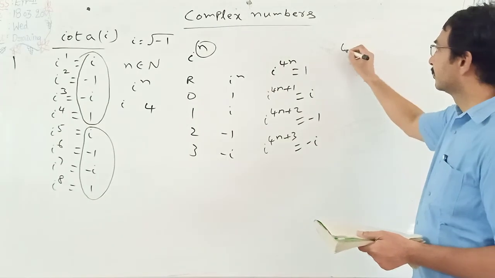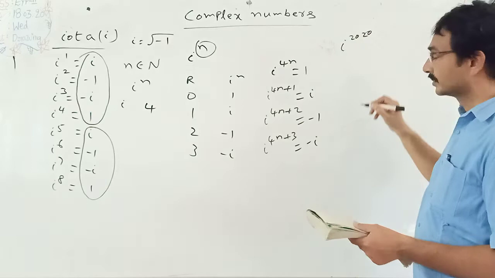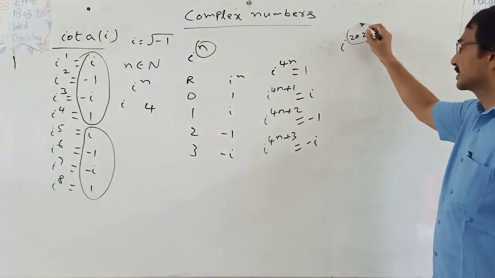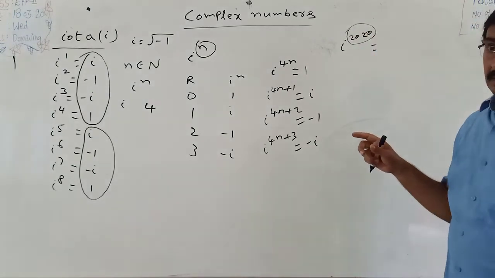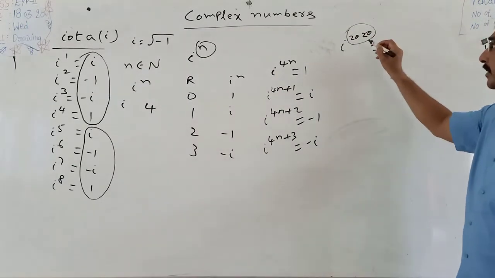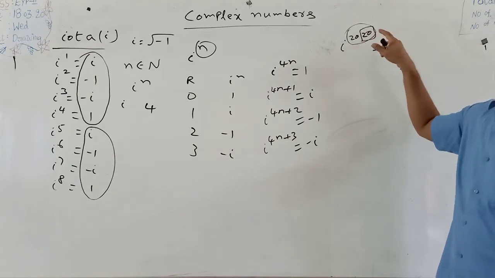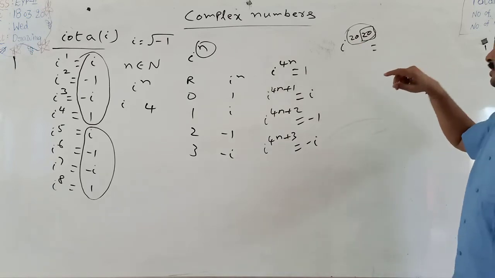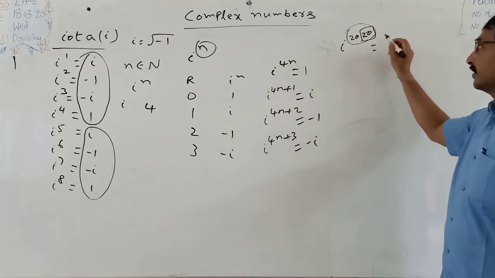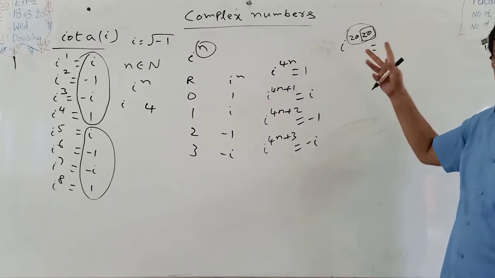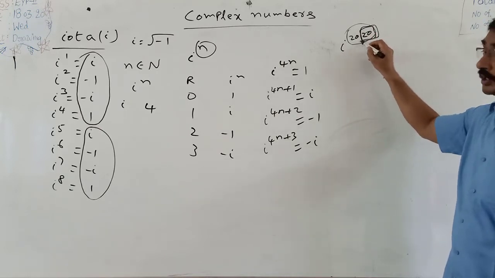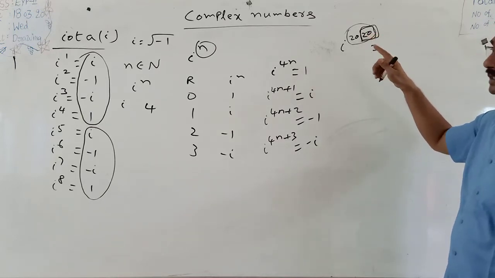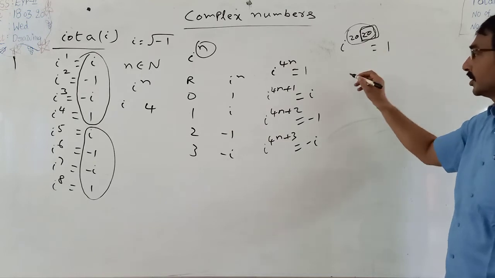The value of i power 2020. Working rule: we have to divide this number by 4. Divisibility by 4 working rule: if the number formed by the last 2 digits is divisible by 4, then the total number is also divisible by 4. So the remainder of this one when divided by 4 is nothing but the remainder of this 20 when divided by 4. Clearly, the remainder of 20 when divided by 4 is 0. Therefore, its value is i power 0, which is 1.